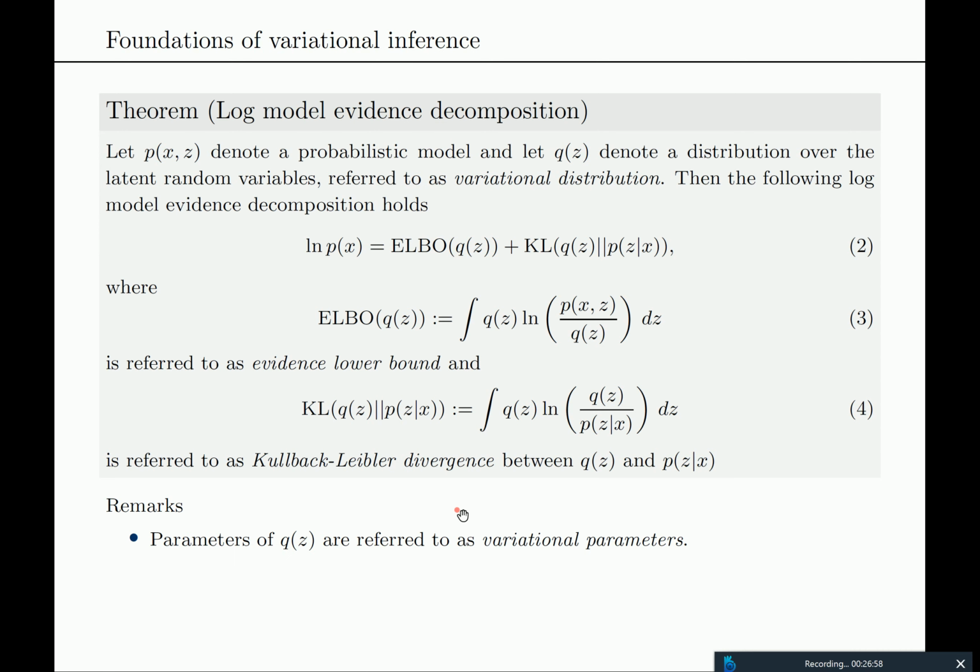Yeah, and we will look at the KL divergence a little bit more in a second. Some remarks. Q(z) is called the variational distribution if it has parameters. It's sensible to call these parameters of the Q(z) distribution variational parameters, because they refer to the variational distribution, and often we have many parameters, and then it makes sense to distinguish them.